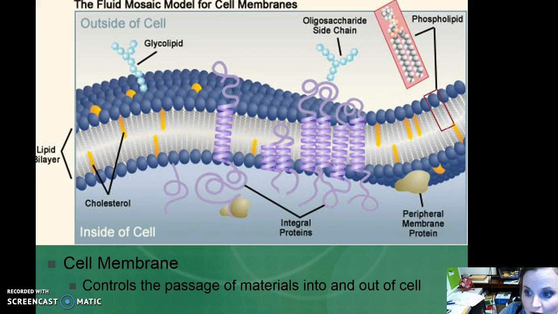Bigger things have a harder time moving in and out of the cell, and they need to go through some of these little protein tunnels, almost, that occur in the lipid bilayer, and that's going to regulate passage of larger stuff in and out of the cell.